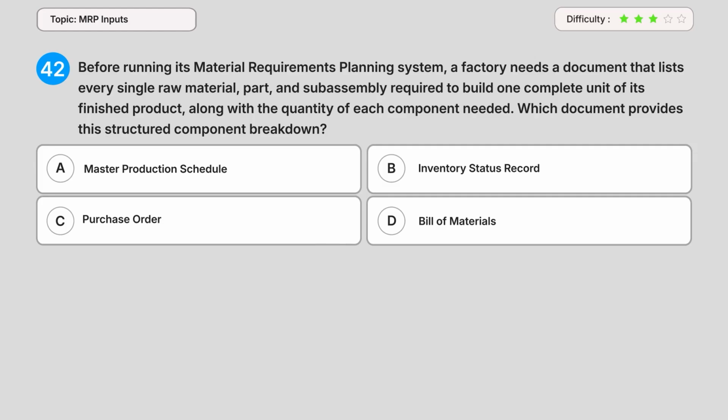A. Master production schedule. B. Inventory status record. C. Purchase order. D. Bill of materials. Do you know the answer?